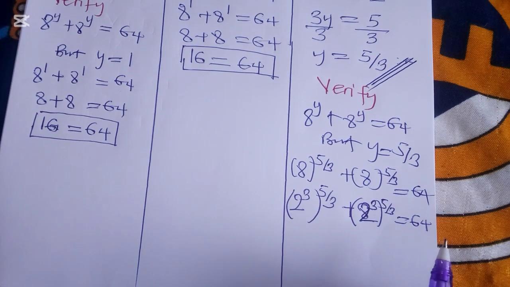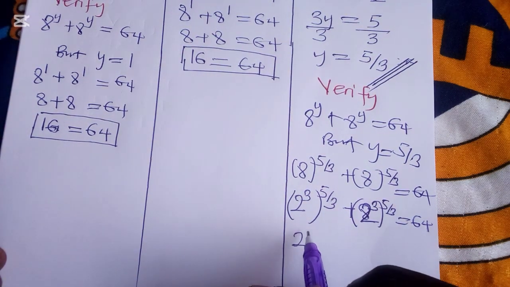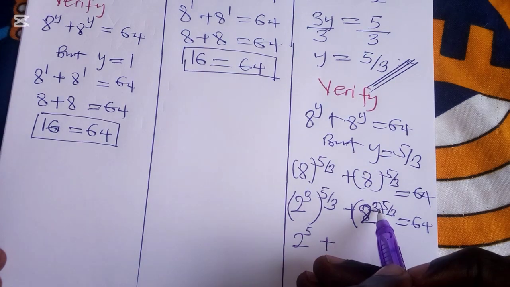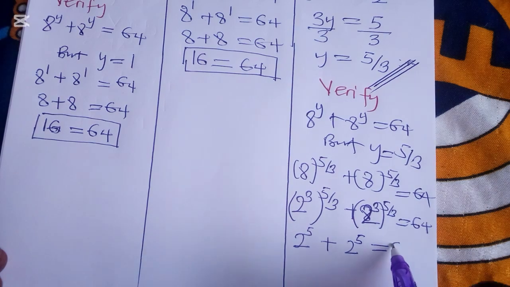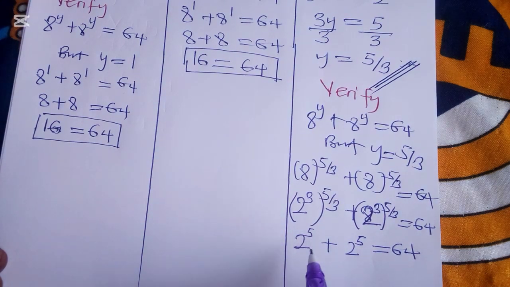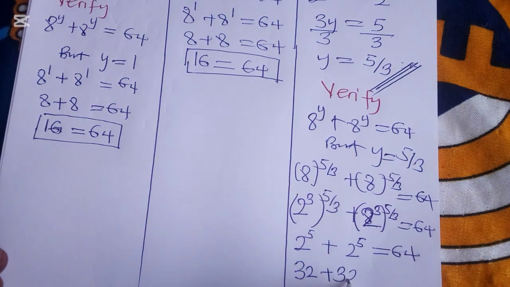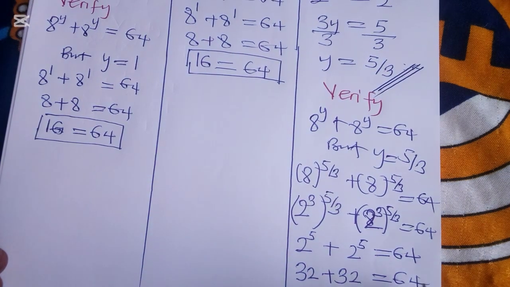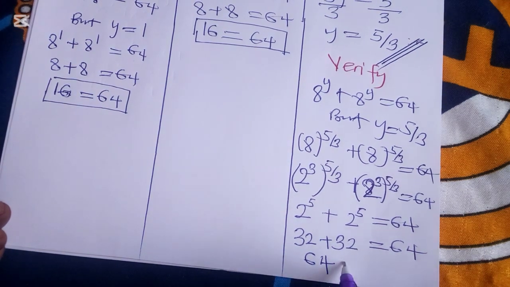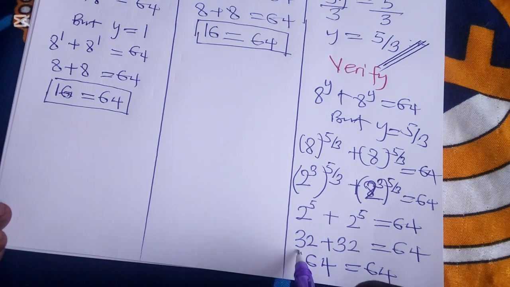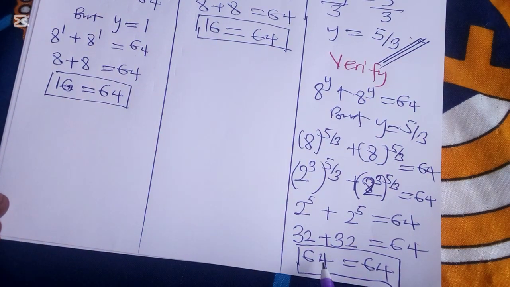Then from this point, this 3 cancels this 3. What remains is 2 raised to the power 5, plus this 3 cancels this 3, and it remains 2 raised to the power 5. Now we have 2 raised to the power 5 plus 2 raised to the power 5 equals 64. We know 2 raised to the power 5 is 32, plus 32, which equals 64. Then 32 plus 32 is 64, equals 64. So you can see from this point that we have verified it. So our answer becomes 64 equals 64.